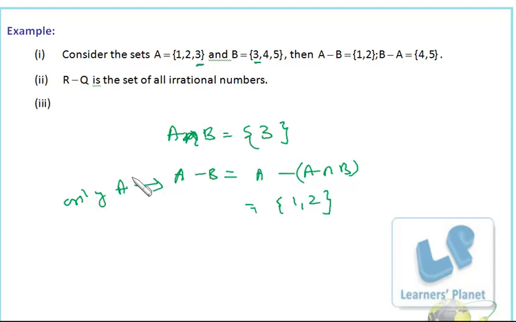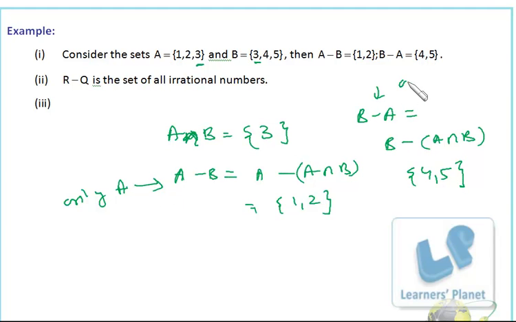Similarly, we have to calculate B minus A. That means only B. So B minus A will be what? From the entire set B, deduct the common elements between A and B. So the entire set is 3, 4, 5. Out of that we have to remove 3. So the remaining is 4 and 5. So B minus A is 4 and 5, only 2 elements. That is only B. That is only A.